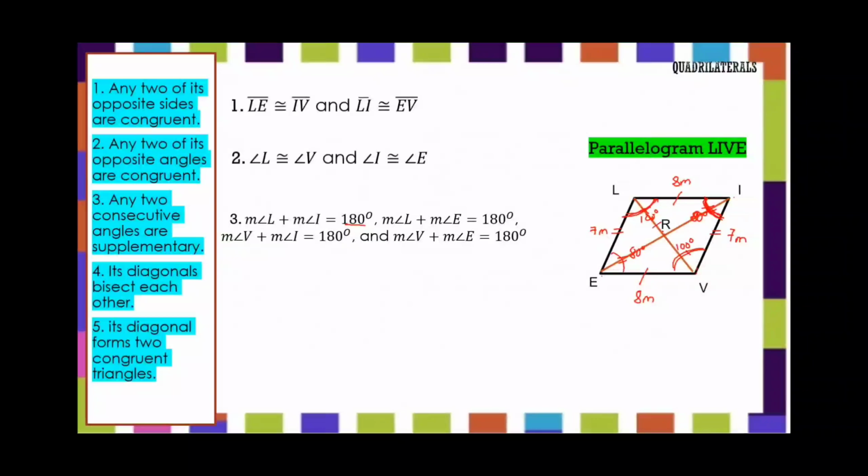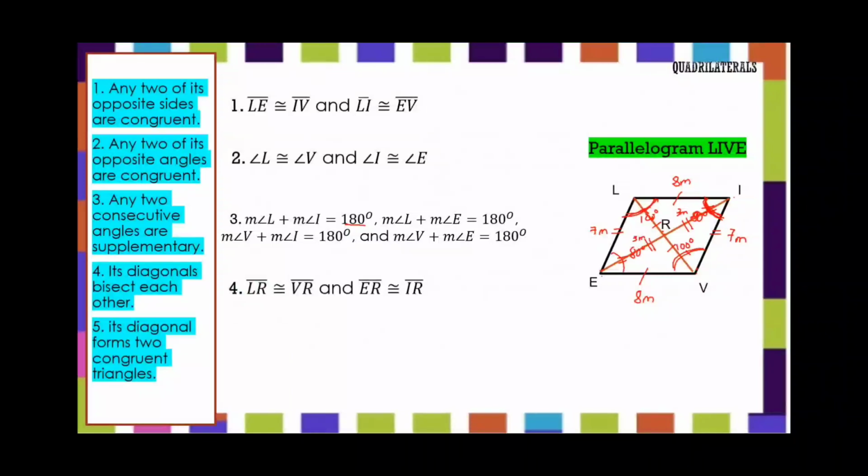Okay? And segment ER is congruent to segment RI. Ibig sabihin, kung ang measure ng segment ER ay 3 meters, the measure of segment RI is also 3 meters. Okay? So, LR is congruent to VR and ER is congruent to IR.